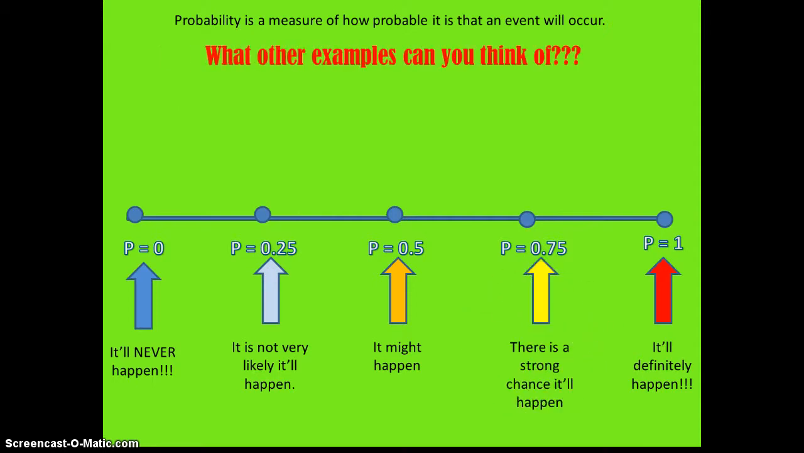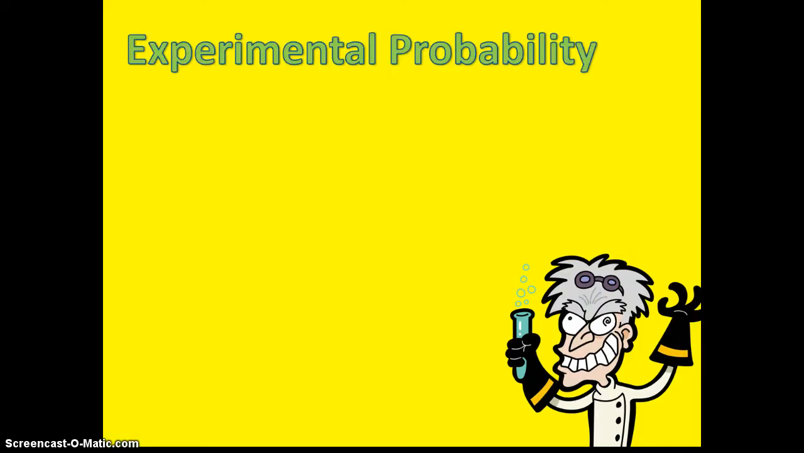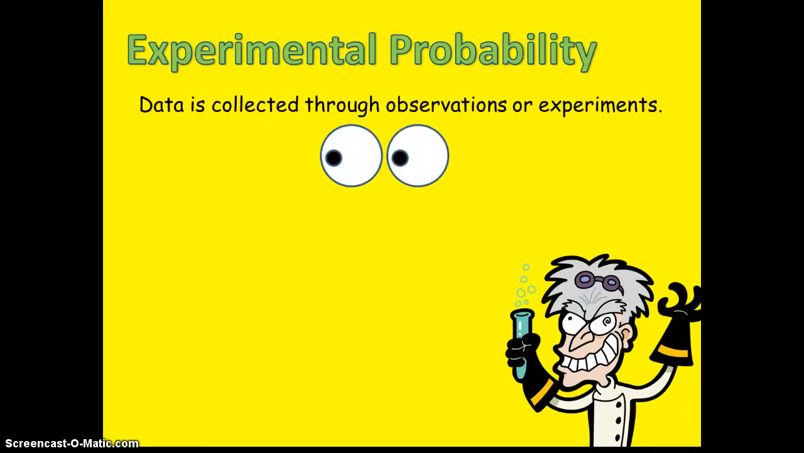So what other examples can you think of? That's going to be a part of your WIS form. And that's what other examples you can think of with probability in your life.